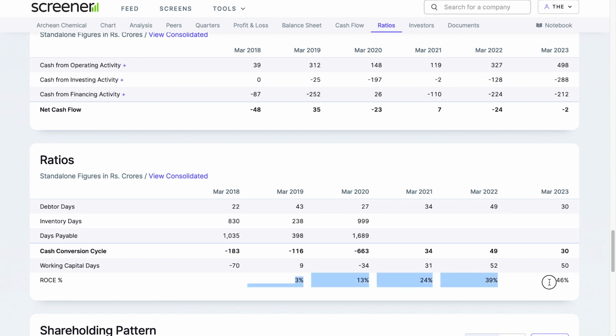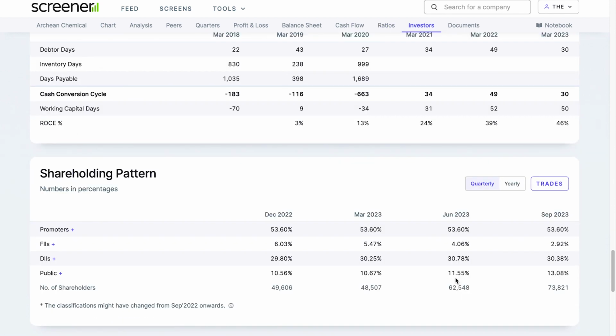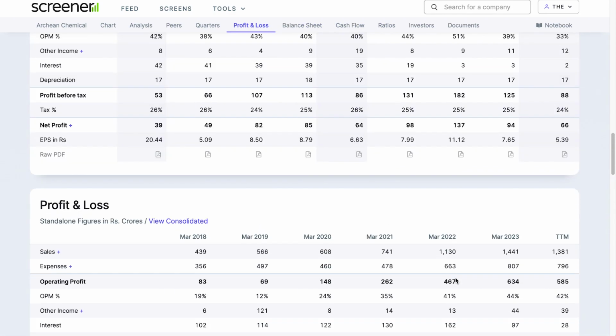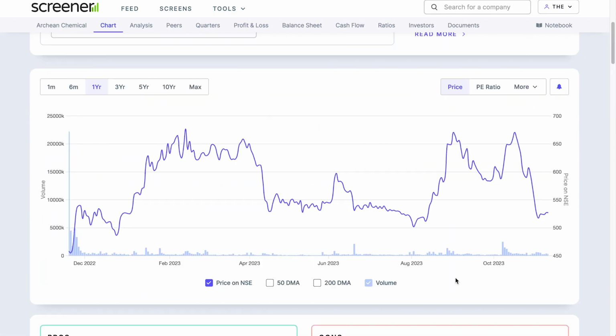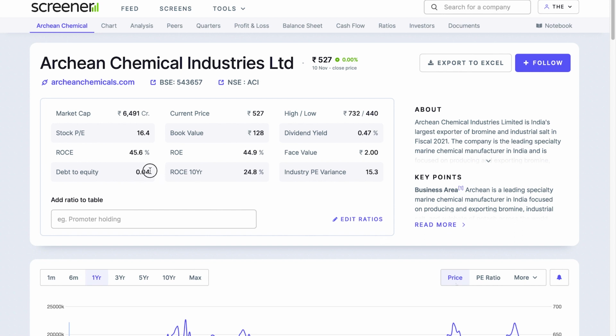ROC is also decent, significantly good. We don't have a lot of data here in inventory days, but that would be too much of an overkill to analyze. So if we look at it, this is a fundamentally good company with excellent debt to equity ratio and a valuation that is cheap. I will not comment on what are the right levels to buy this. It's up to the individual, and I'm also not trying to influence your decision to buy or sell this particular security.